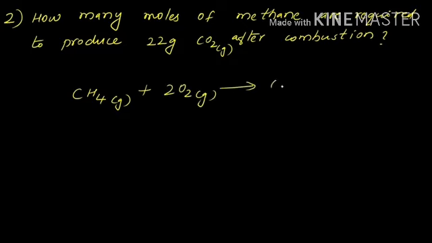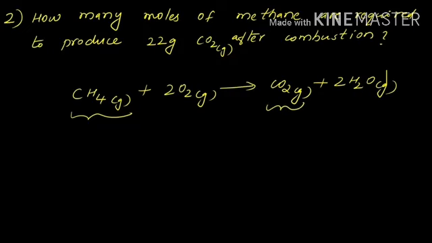We have already done it, so I am just writing it. CH4 plus 2O2 gives CO2 plus 2H2O. So methane is undergoing combustion. Now let us check which substances we need to relate. We need to find out the number of moles of methane and we need to relate it with the carbon dioxide, right? So we need to relate methane and carbon dioxide.